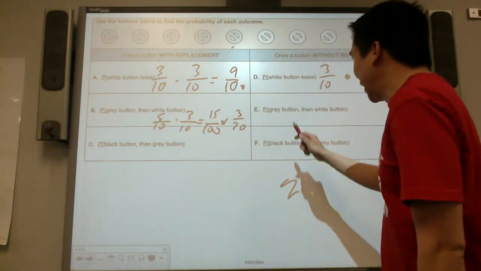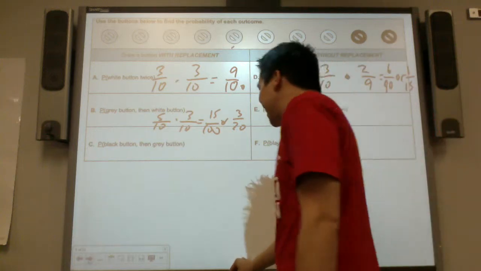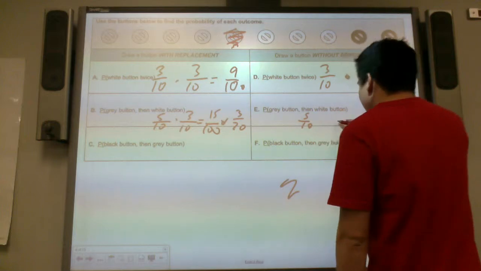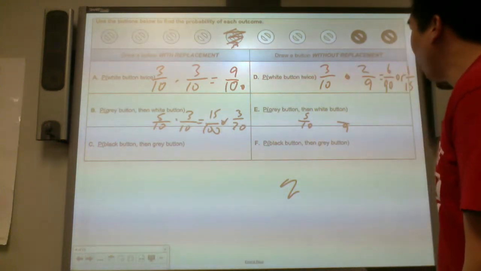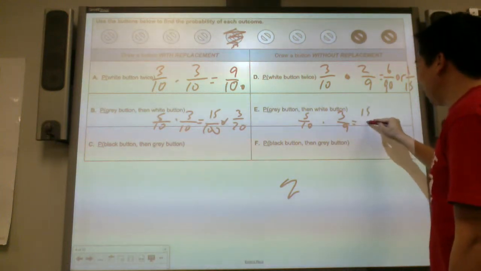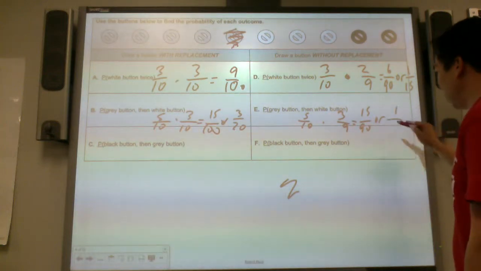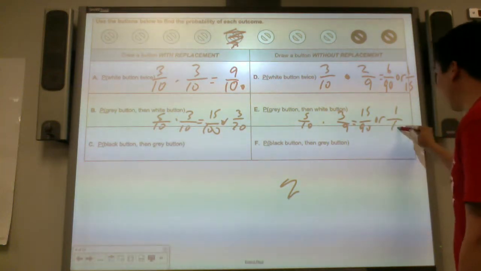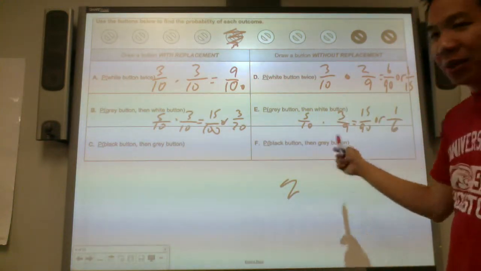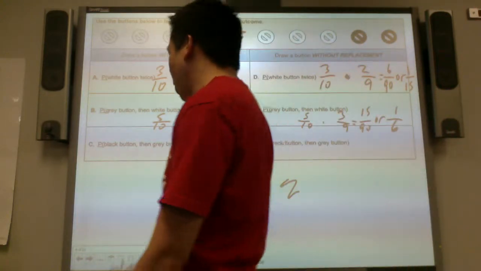Without replacement, I got a gray button, 5 out of 10 chance. I took it without replacing this gray button. How many buttons are left in the bag? Only 9 buttons. Then I get a white button. There's a 3 out of 9 chance of me getting it. If I multiply this, I get a 15 out of 90 chance, which simplifies to 1 out of 6 chance. Do you notice how with replacement and without replacement, the answers are different? So it matters through the words.